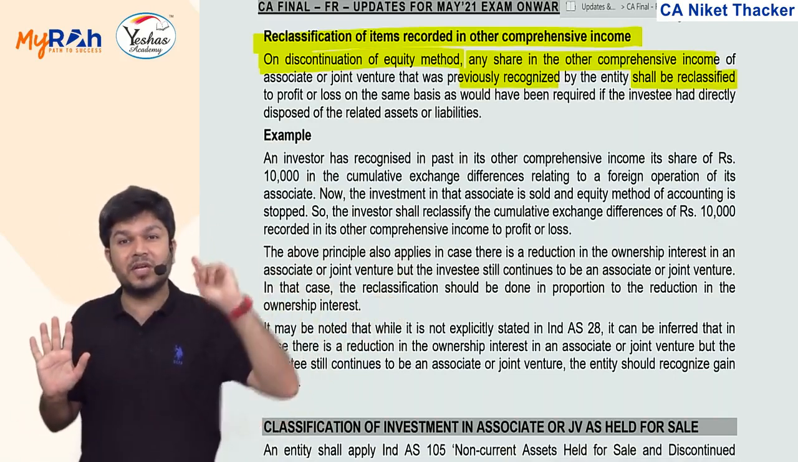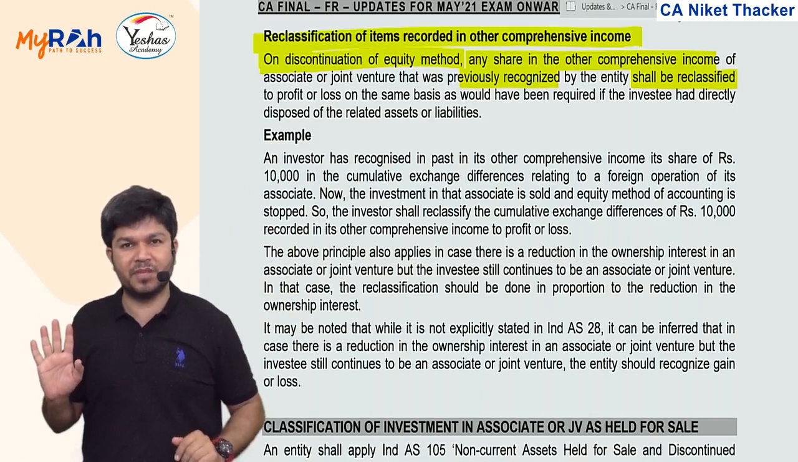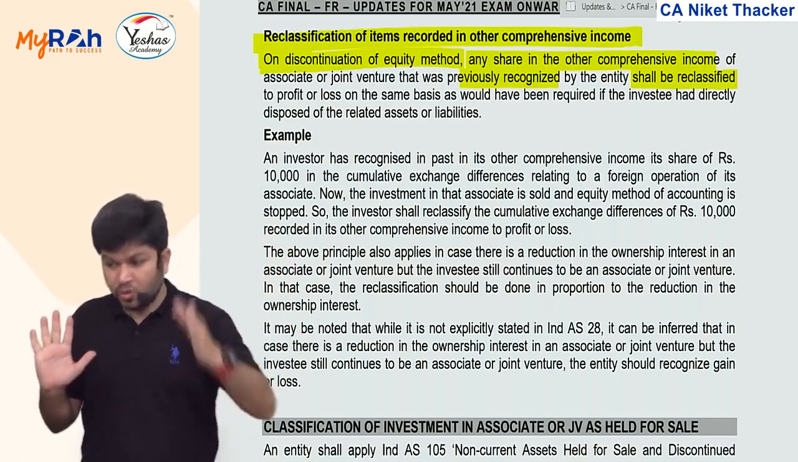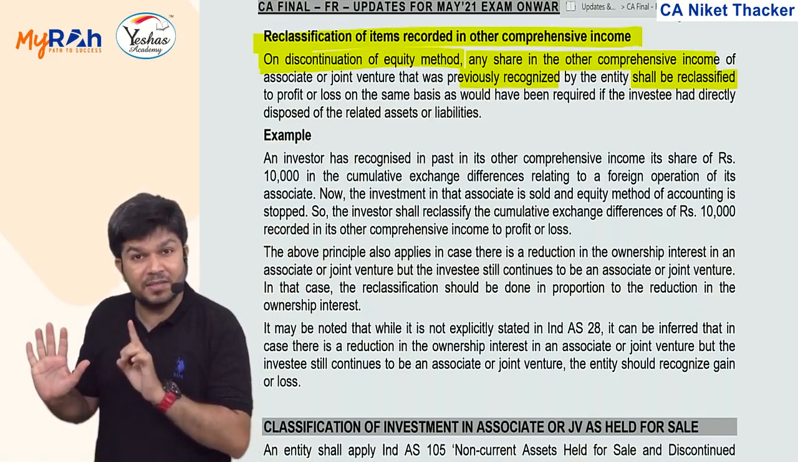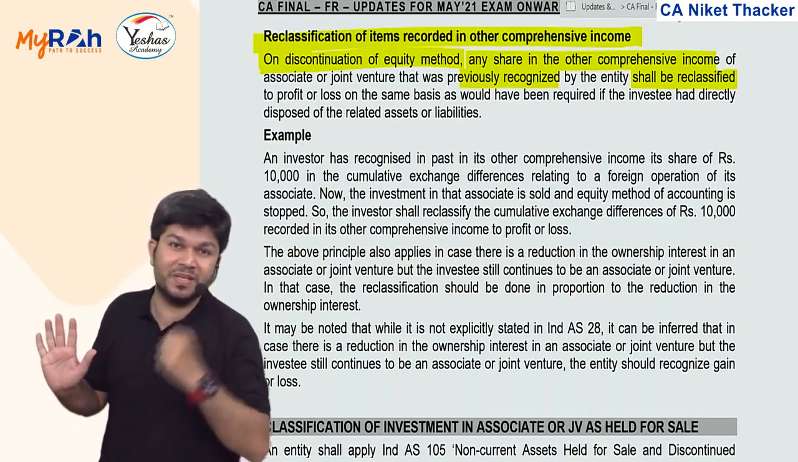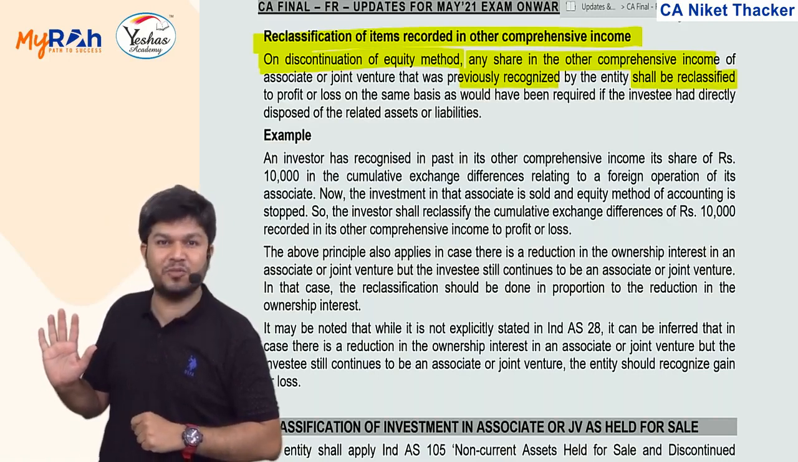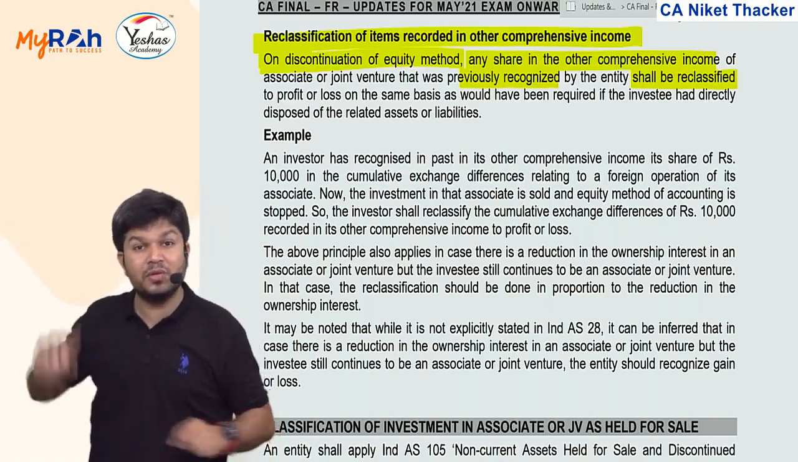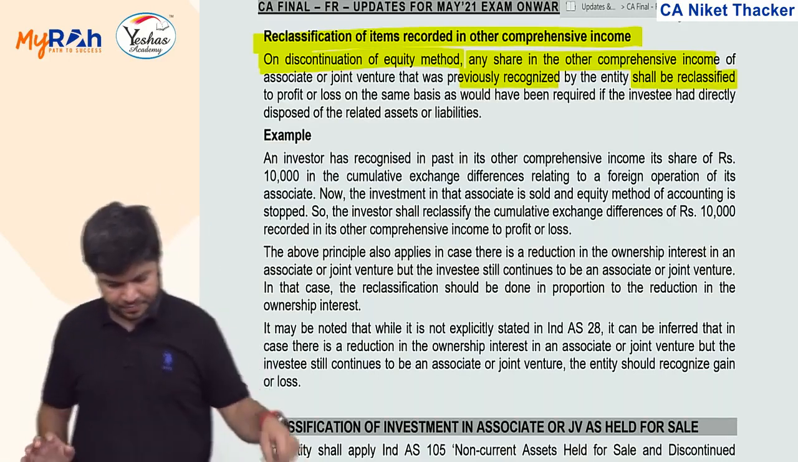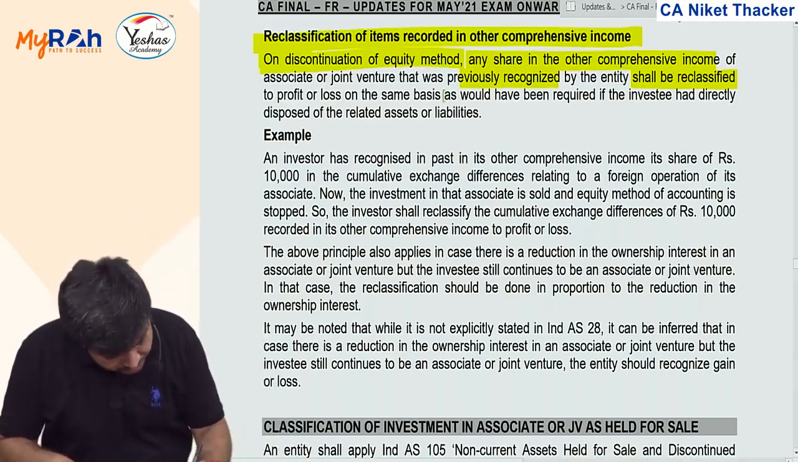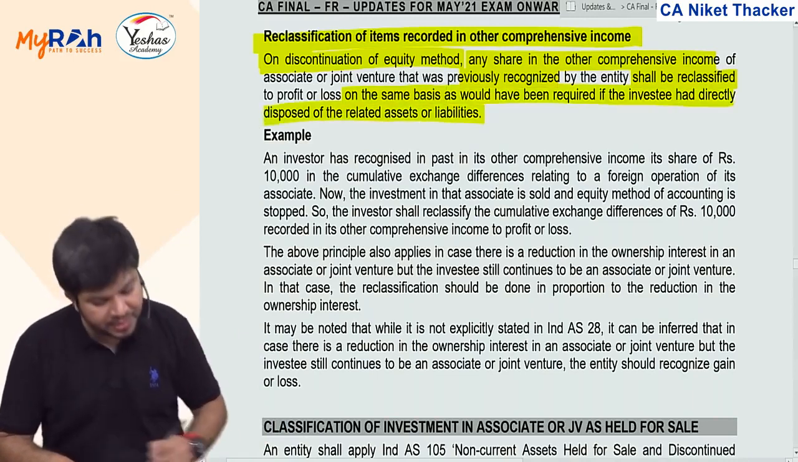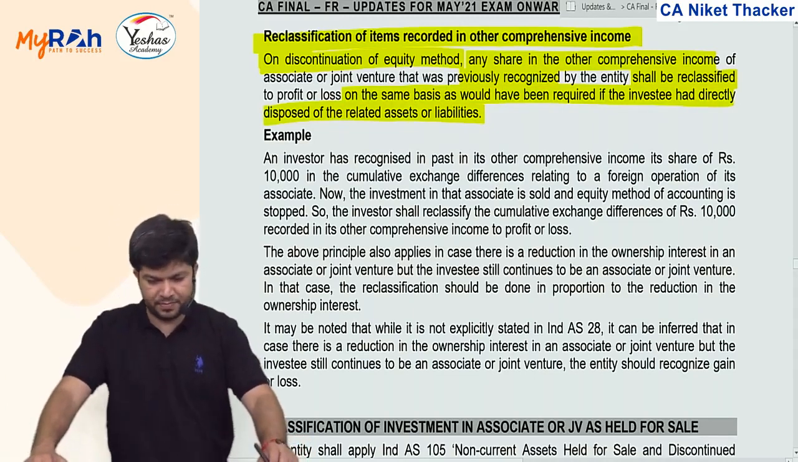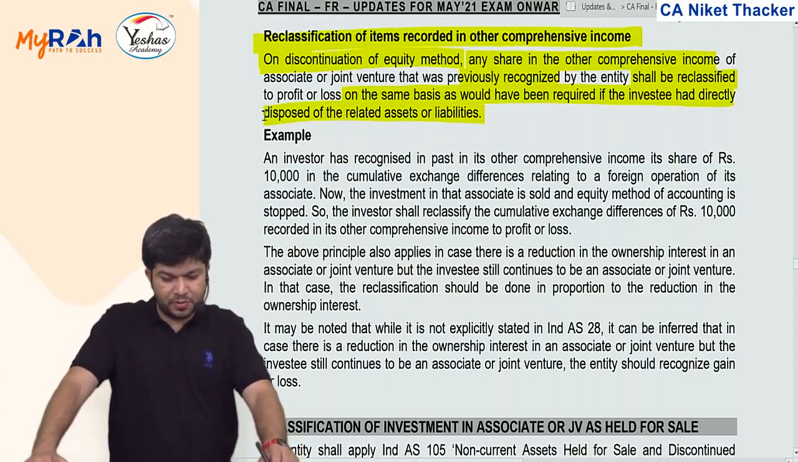Now if that associate joint venture sold, associate joint venture gone, so what we had recorded in OCI, that should also go away. If that's an item reclassified to PNL, it goes to PNL. If it's an item not reclassified to PNL, it will go to retained earnings directly. It will be reclassified on the same basis as if you have disposed of the related asset or liability.